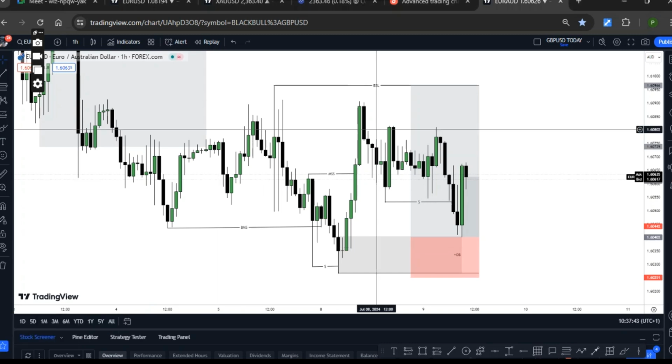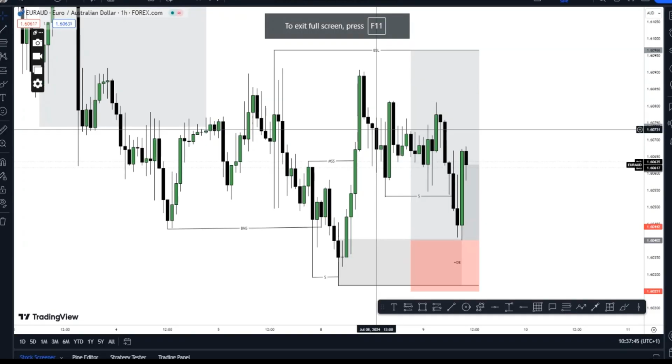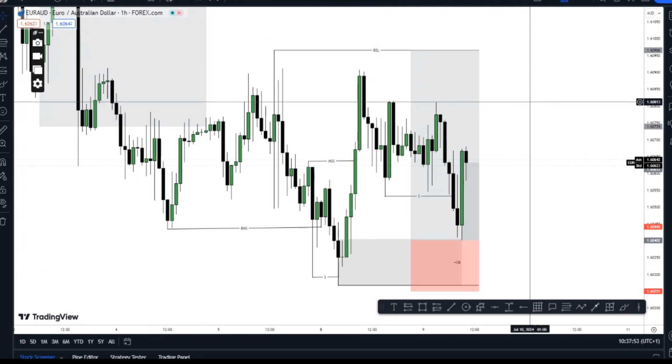Order blocks are one of the institutional reference points which the institution always makes reference to. What this means is these are areas of interest, or points of interest, as some will call it, where institutions always come to pick orders. Your ability to spot these points, areas, or zones will really help your trading, because if you can spot these zones correctly, you can have an idea of where to enter your trade from.